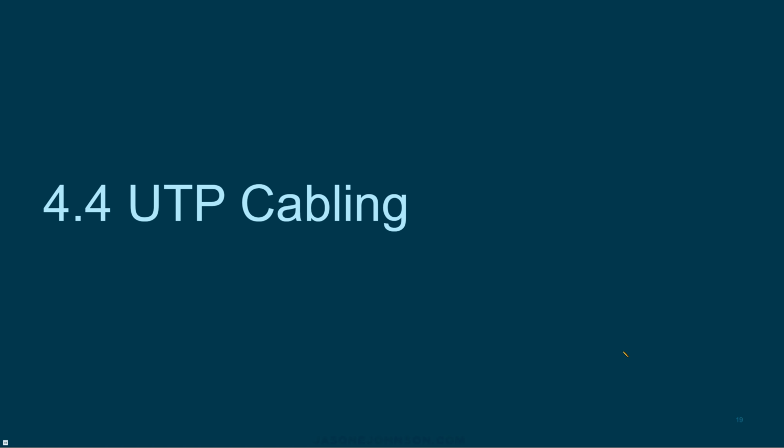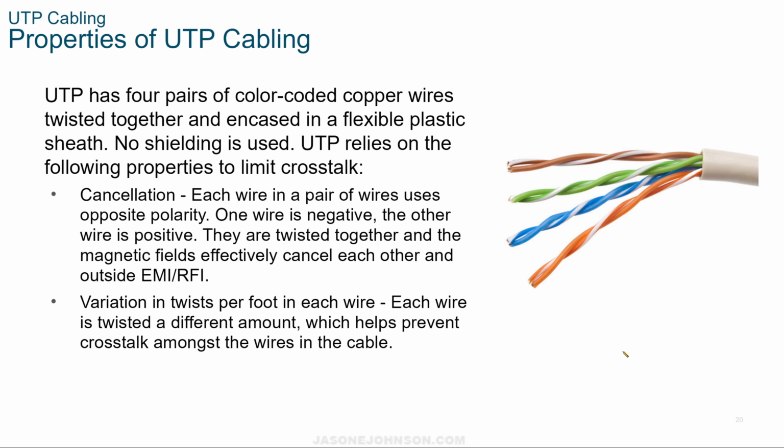Now let's take a closer look at UTP cabling. UTP has 4 pairs of color-coded copper wires that are twisted together. They are put inside of a flexible plastic sheathing, and no extra shielding is used. And that makes it cheaper, but it also makes it more susceptible to interference. So it relies on some properties to limit crosstalk though. Cancellation just means that each wire in a pair of wires uses opposite polarity. One wire is negative, the other wire is positive.